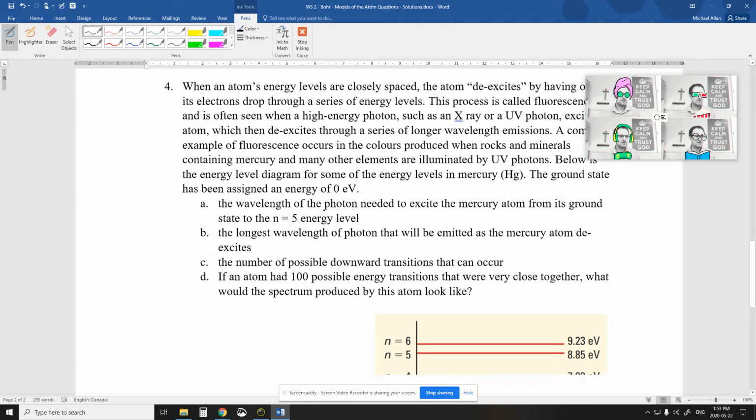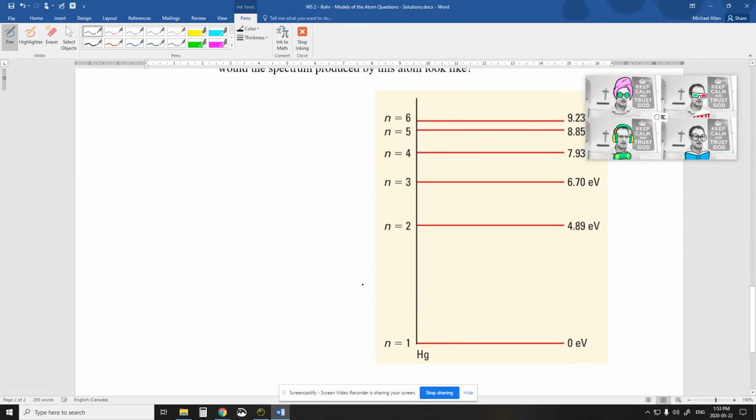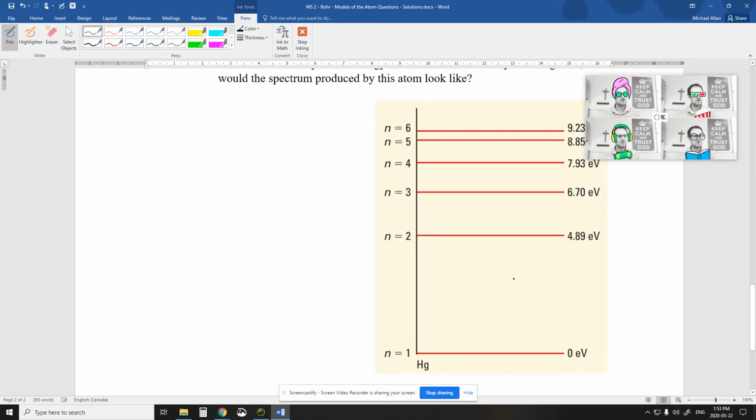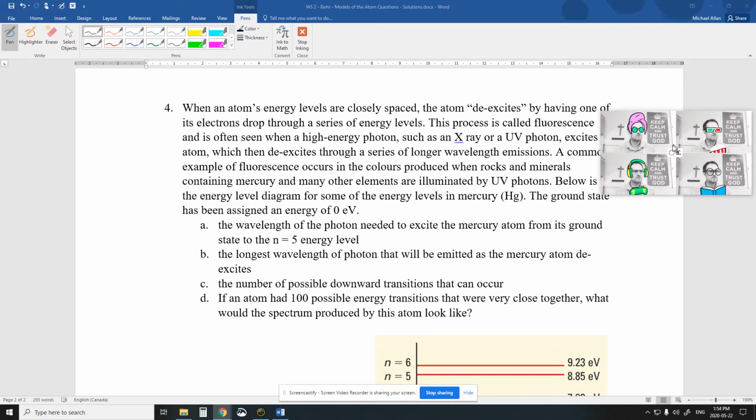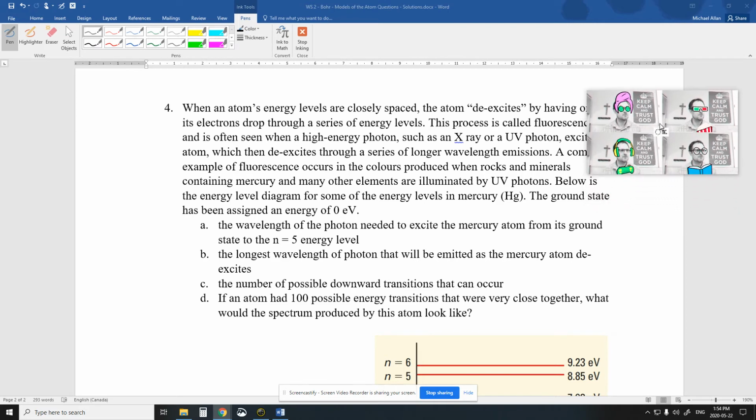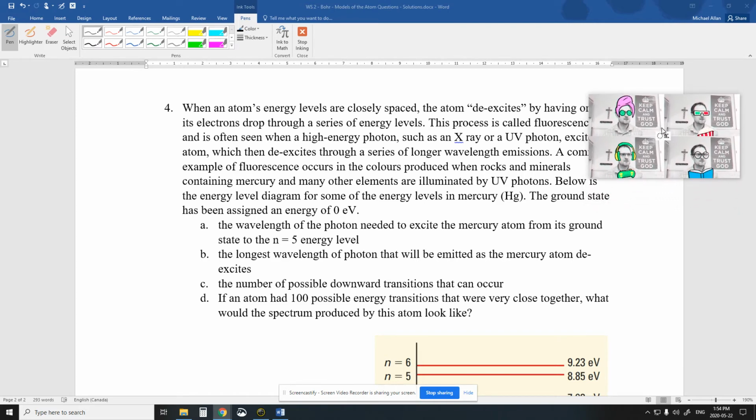Okay, so here we got a bunch of states for mercury from 1 to 6. The numbers are backwards here, so they're not telling us the top number here, but I'm not too concerned about that. An atom de-excites. Let me just read this over here. It de-excites by having one electron drop from a series of energy levels.